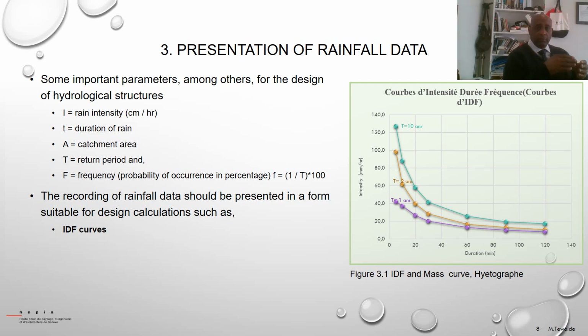And for example, the rainfall event that comes once in 5 years has a 20% chance of occurrence in 1 year. It may come in 1 year. There is a probability, a 20% chance of occurrence. So that is the return period. And you see, these parameters are always important for design.